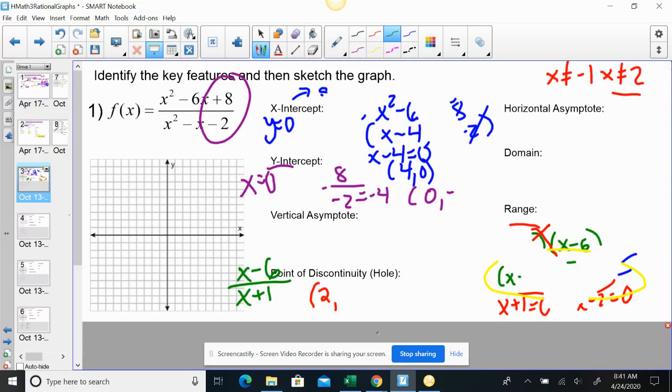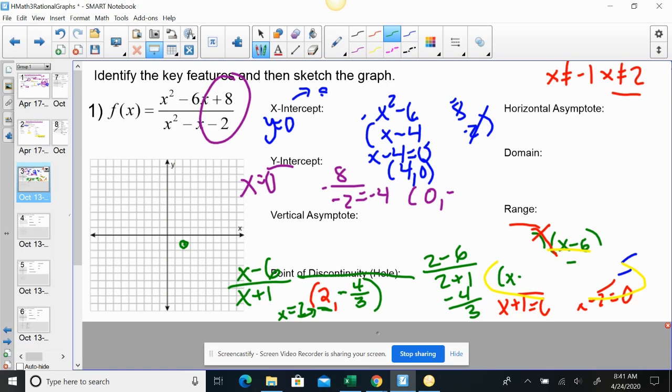So x minus 6 over x plus 1 is going to be this hole, and I know that my x is 2. So if x is 2, this is really just saying 2 minus 6 over 2 plus 1. So 2 minus 6 is negative 4, and 2 plus 1 is 3. So at (2, -4/3), I'm going to put a hole. So on my graph, I'm going to go to 2, negative 4 thirds, which is a little bit more than negative 1, and I'm just going to put a hole in my graph.